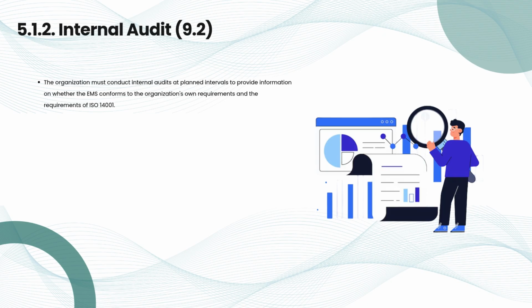Next, we have Clause 9.2, Internal Audit. This is your organization's self-check mechanism. You must conduct internal audits at planned intervals. The main goal is to get information on whether your EMS truly conforms to your own established requirements and, critically, to the requirements of the ISO 14001 standard itself.